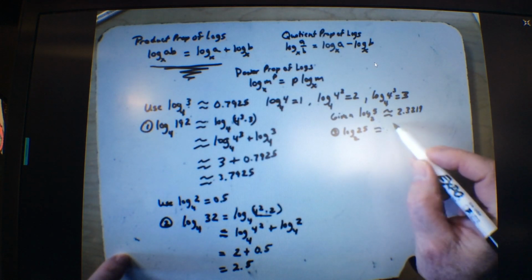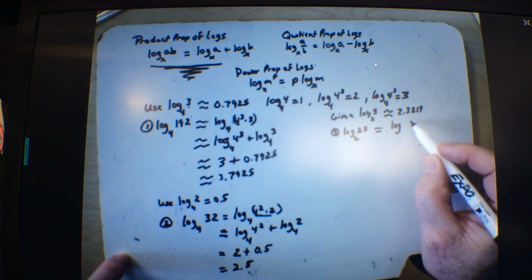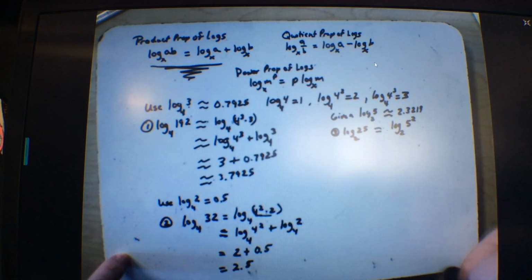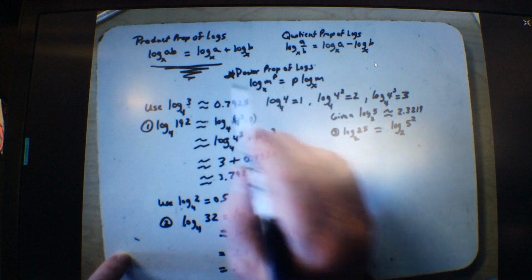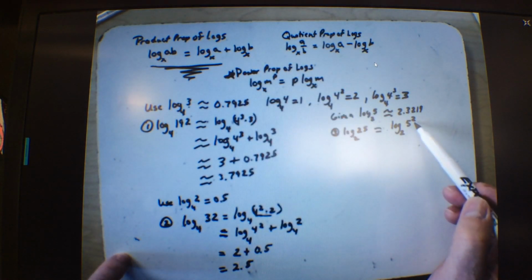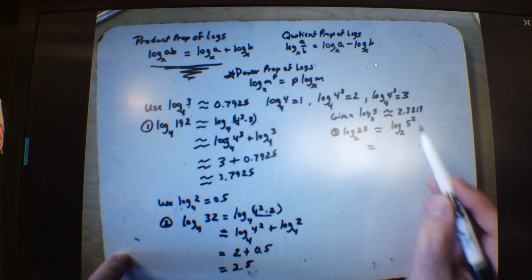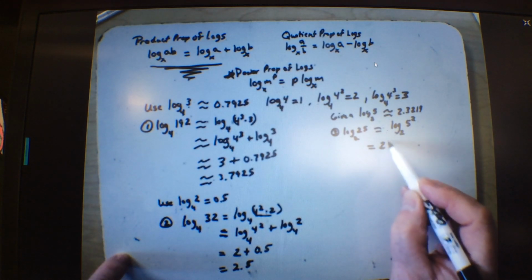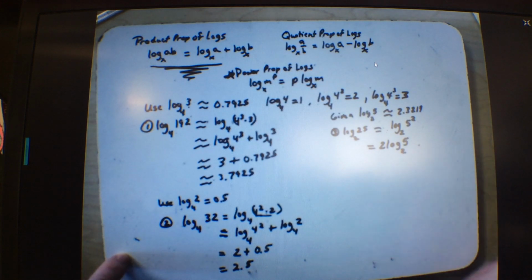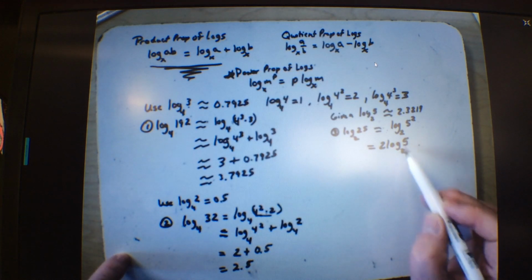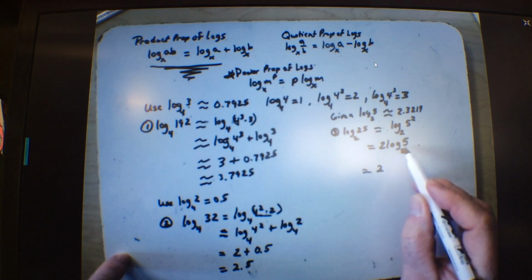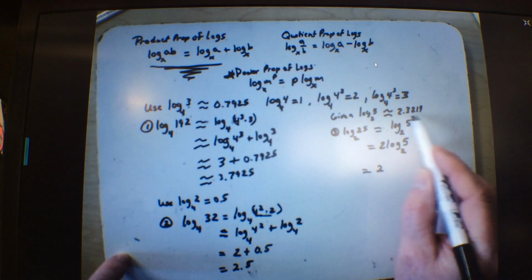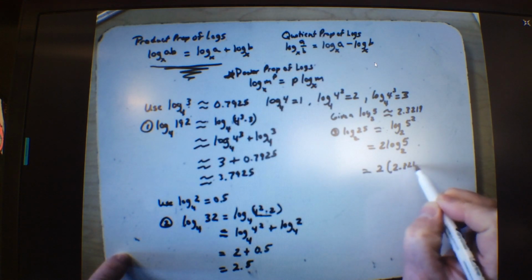Correct? Yes. So, I don't know if you know this or not, you do, but 5 squared is 25, correct? Alright, now I'm going to show you the power rule, right here. It says if I have an exponent, I just move it to the front. So I take this 2 and I move it to the front. The log of 5 base 2. Do you all see that? CJ? Yep. So now I have 2 times the log of 5 base 2. I know the log of 5 base 2 is this, so I have 2 times 2.3219.